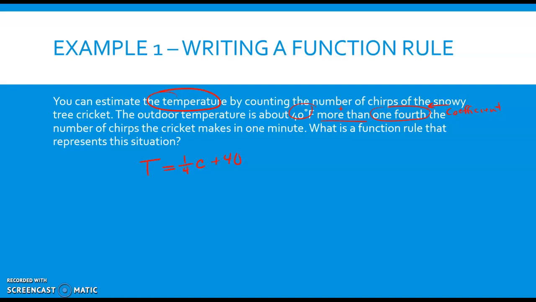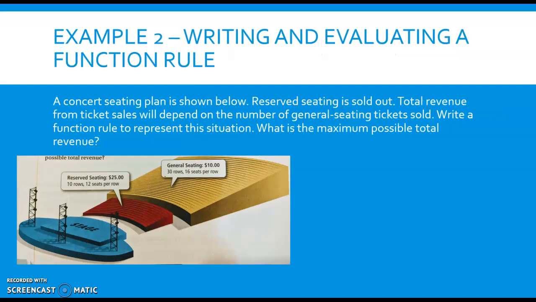So again, looking for those keywords, things that tell us what operation we're working with, numbers that we're working with, words that have to do with the problem at hand. All right, example 2. We're going to write the function rule and then we're going to evaluate. Evaluate means given information, find an answer.